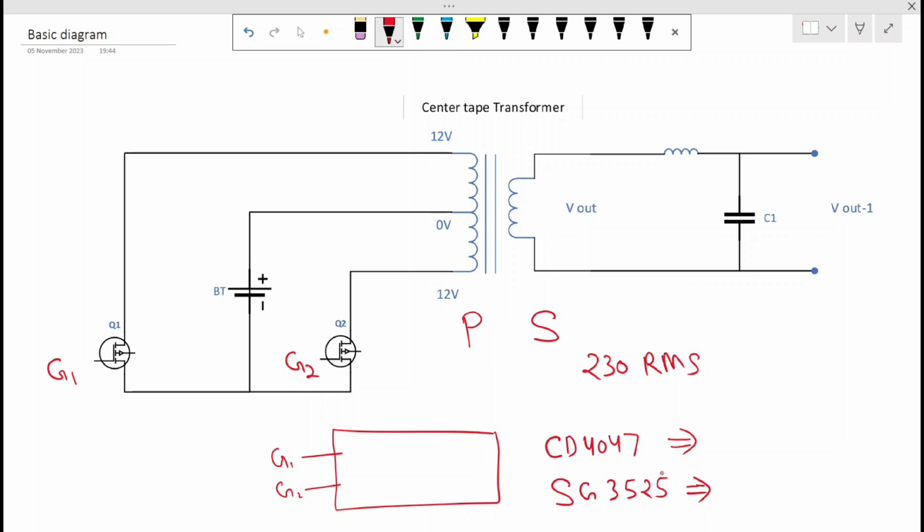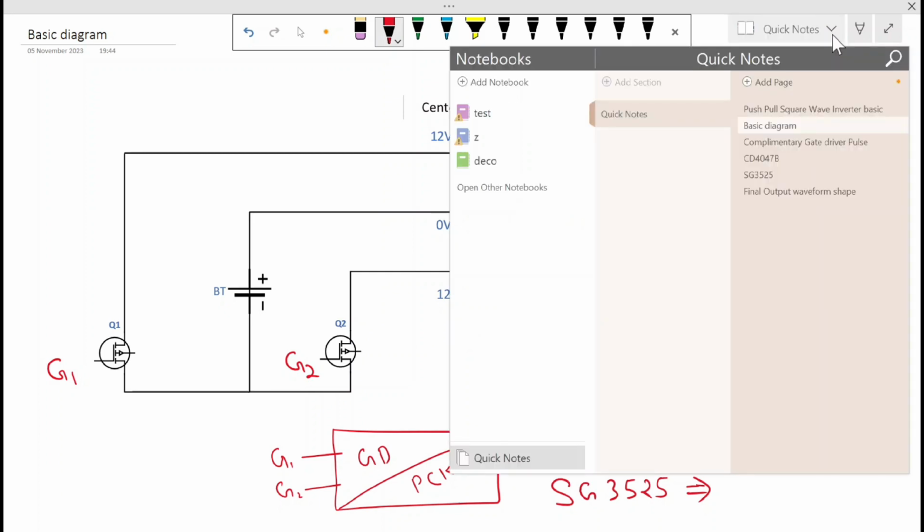Okay, so what are the complementary pulses, that I will explain to you. These are the PWM driving ICs, and they have some protections also. So I can say this is the gate driver with protection circuit. Based on this we can drive the system. Now we will understand what the complementary pulse is and why it's required.